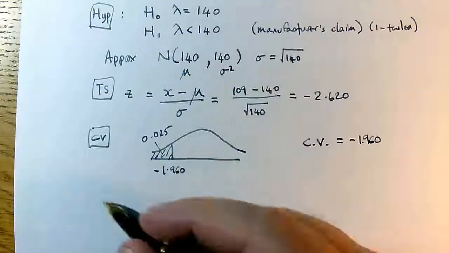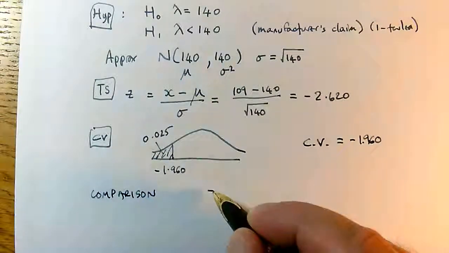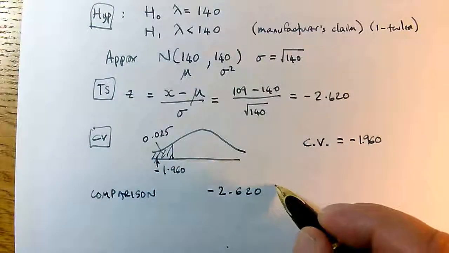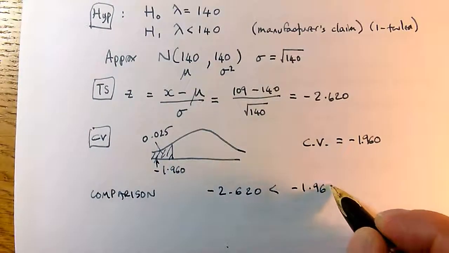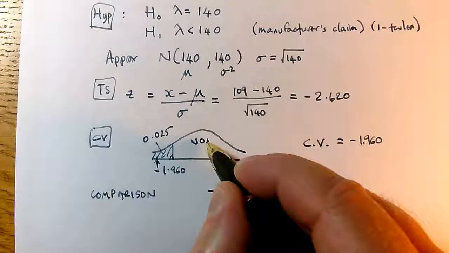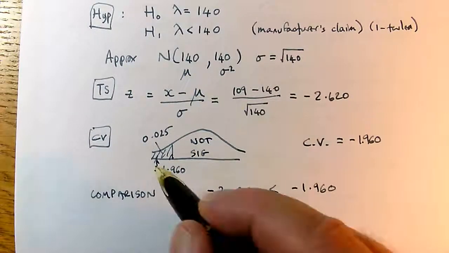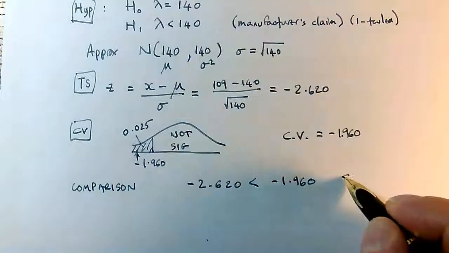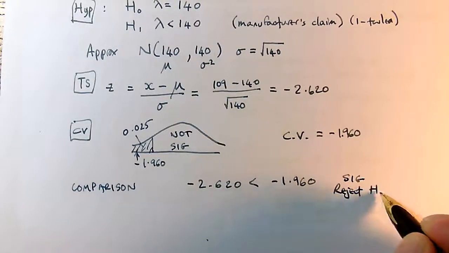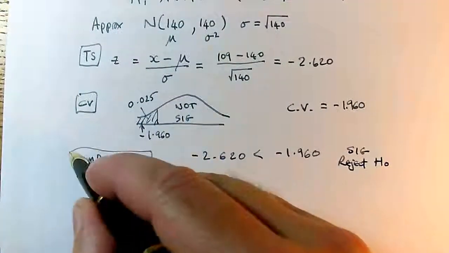Next step is the comparison. So my comparison, well, minus 2.620 is here. It's less than minus 1.960. It's a bigger number on the face of it, but it's more negative, so it's in here. This white bit, of course, is my not significant bit. So I can see that this minus 2.620 has made it into the critical region. So this is significant, and so therefore I'm going to be rejecting H0.